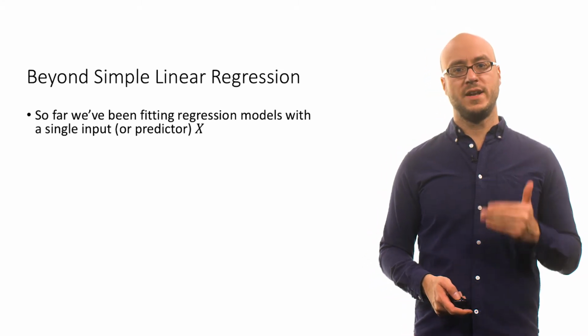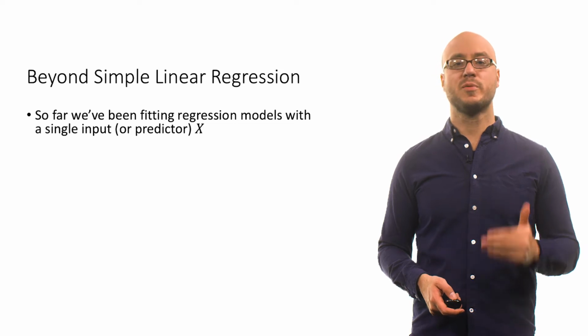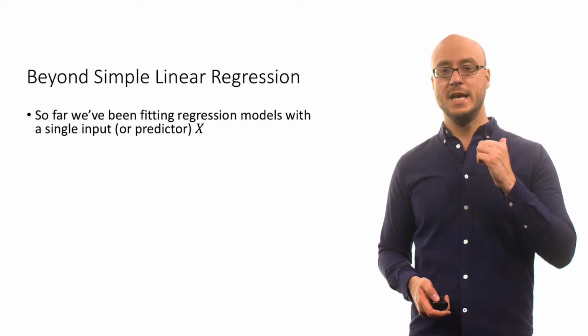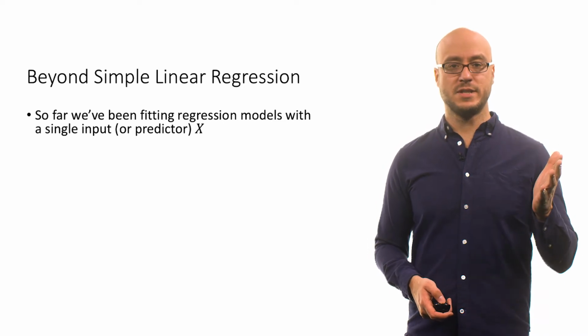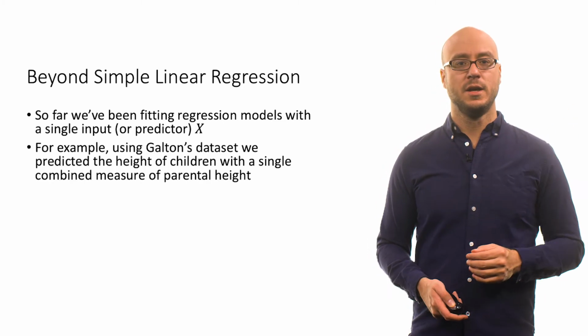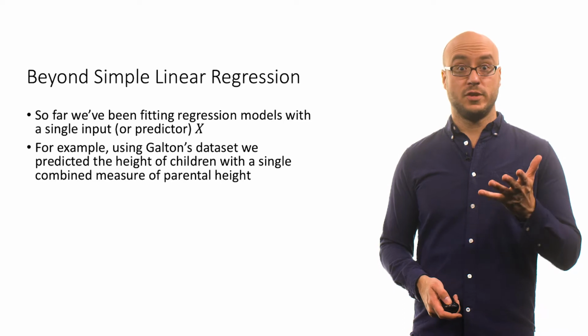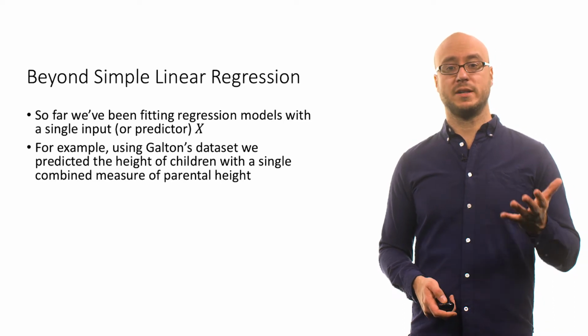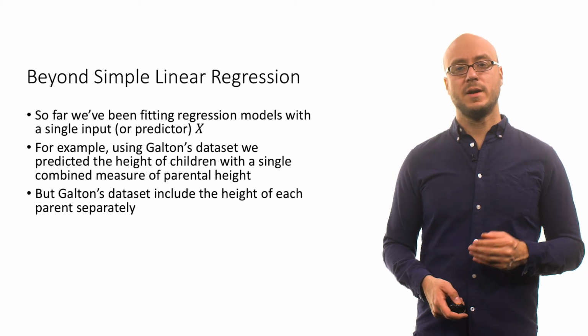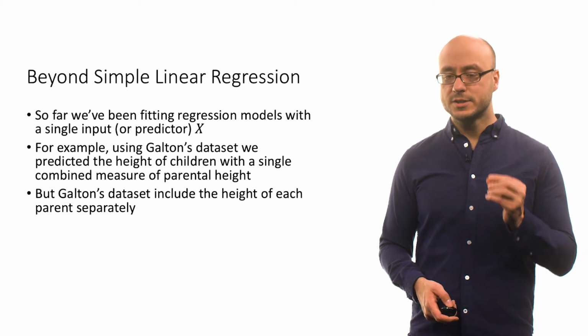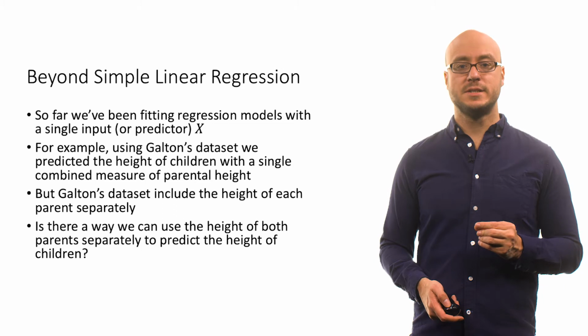So far, we've been fitting regression models with a single input or predictor variable x. You might look at using education to predict a person's age or a person's income, or, for example, Galton's data set. We predicted the height of children using a single combined measure of parental height. The thing about Galton's data set is that he also included the height of each parent separately.